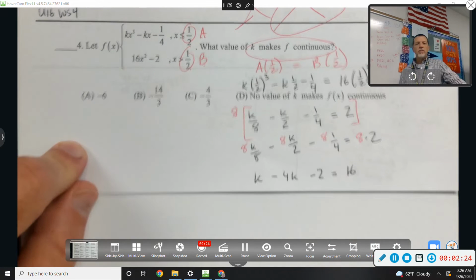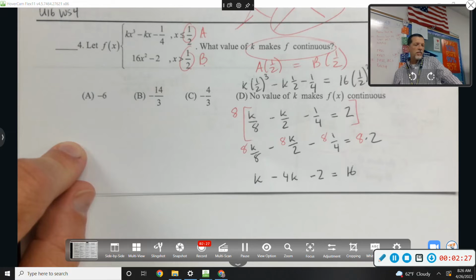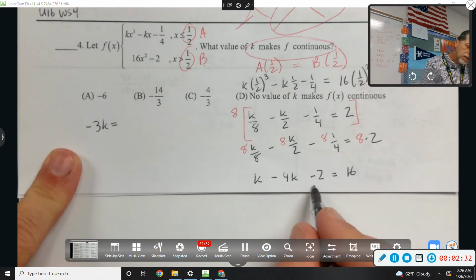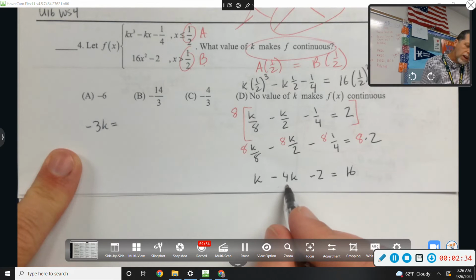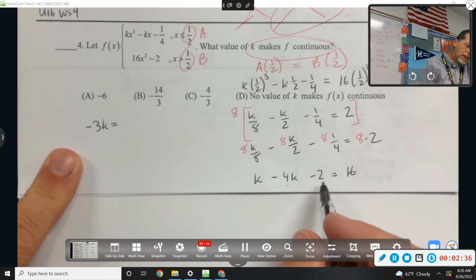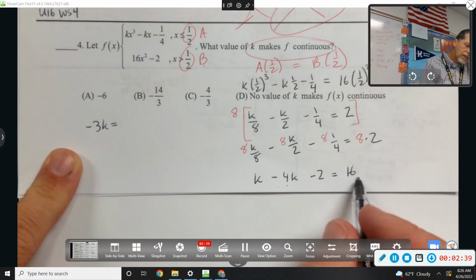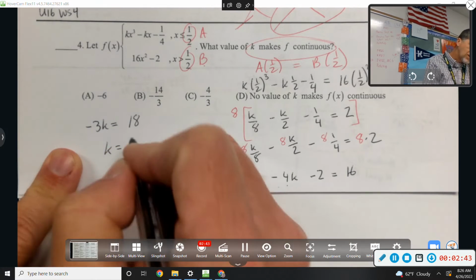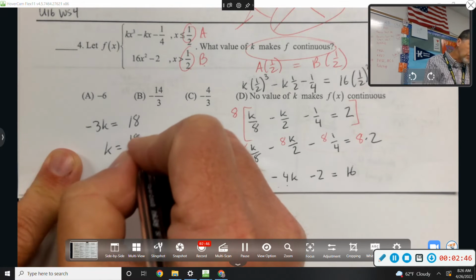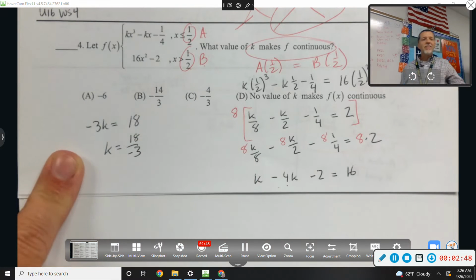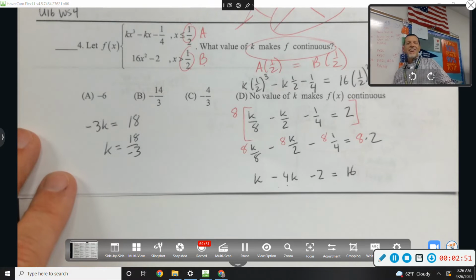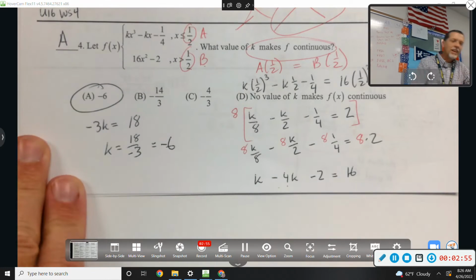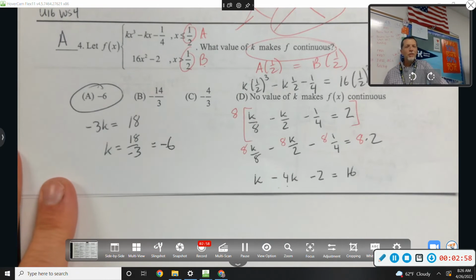Now we have a much easier problem to deal with rather than all those fractions. So negative 3k equals, k minus 4k is negative 3k. If I add 2 to both sides, I get 18. I'm worried because I don't see the answer there. Oh no, I do. I was looking for 18 over negative 3 and didn't see it. But 18 divided by negative 3 is negative 6. You've got to reduce before looking for the answer.